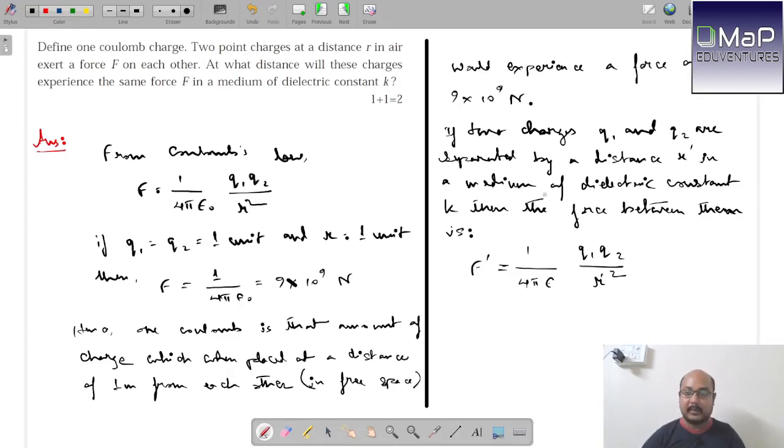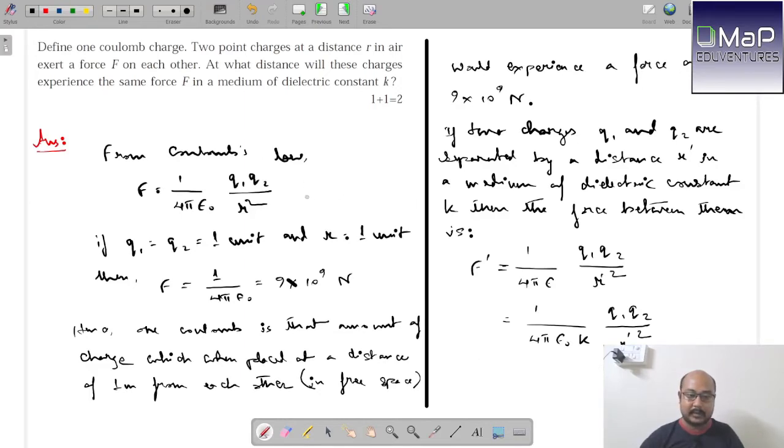Okay, in a medium of dielectric constant K, the force between them, whenever we are placing two charges in a medium of dielectric constant K, F dash is equal to 1 by 4 pi epsilon q1 q2 by r dash square, where epsilon is the permittivity of that particular dielectric medium. Epsilon can be written as 1 by 4 pi epsilon naught times K, which comes from our definition of relative permittivity or dielectric constant, q1 q2 by r dash square.